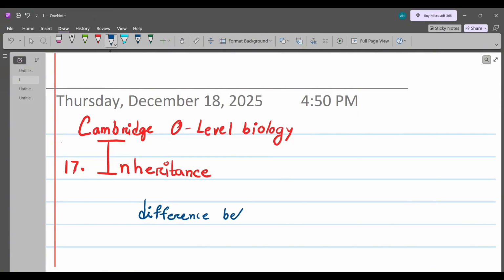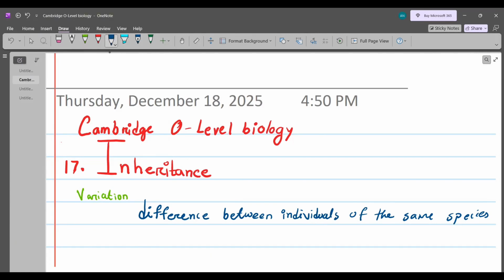Difference between individuals of the same species. So, okay, this is for variation. What's variation? Variation is the difference between individuals of the same species.